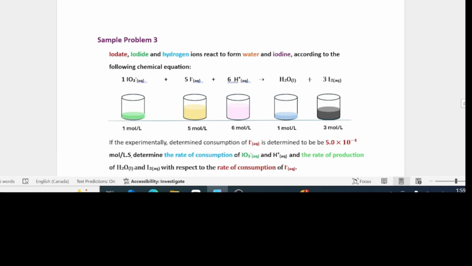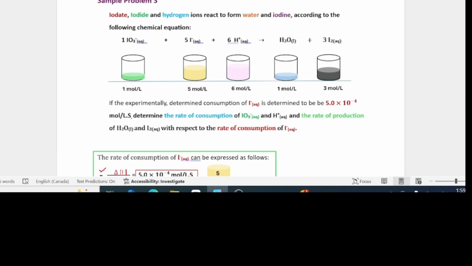We have another one like this. Similar to that one. According to this equation, iodate ions are reacting with iodide ions in the presence of acid to give you water and iodine. Here you have 1 mole per liter of iodate ions reacting with 5 moles per liter of iodide ions and 6 moles per liter of hydrogen ions to give you 1 mole per liter of water and 3 moles per liter of iodine. You call it iodine in this country, okay? All right, in Guyana, we say iodine.